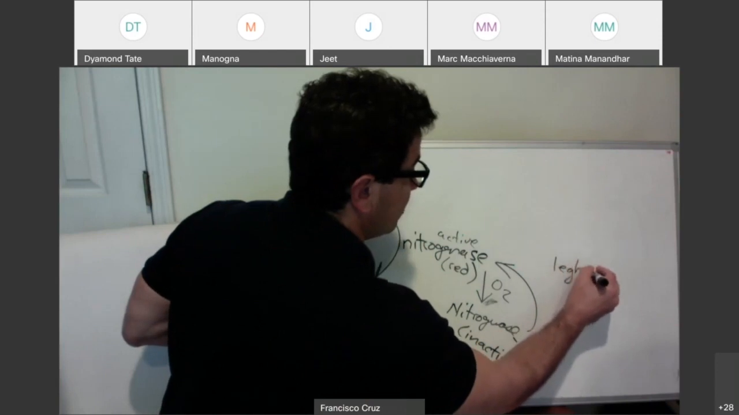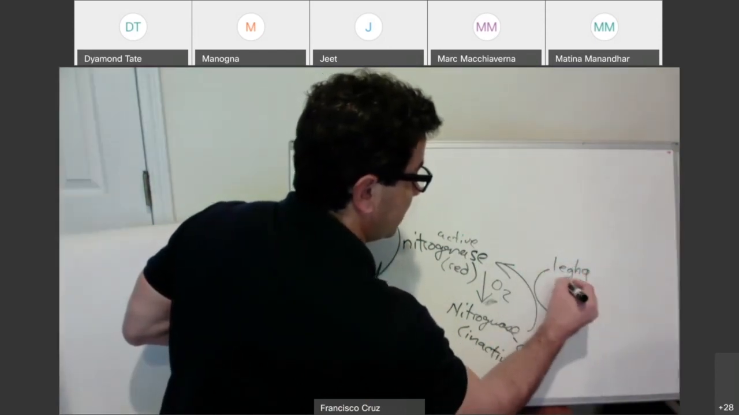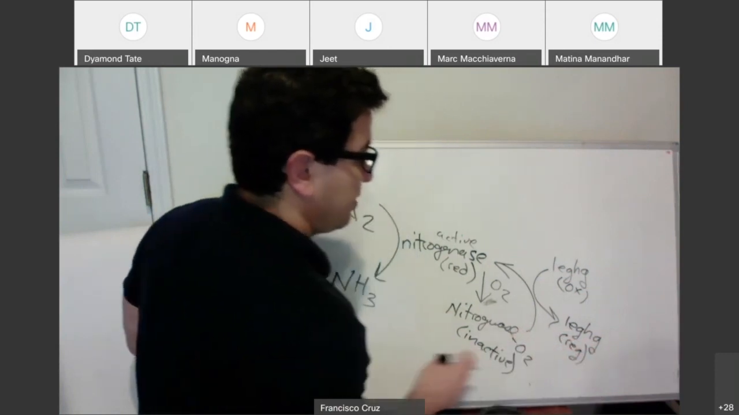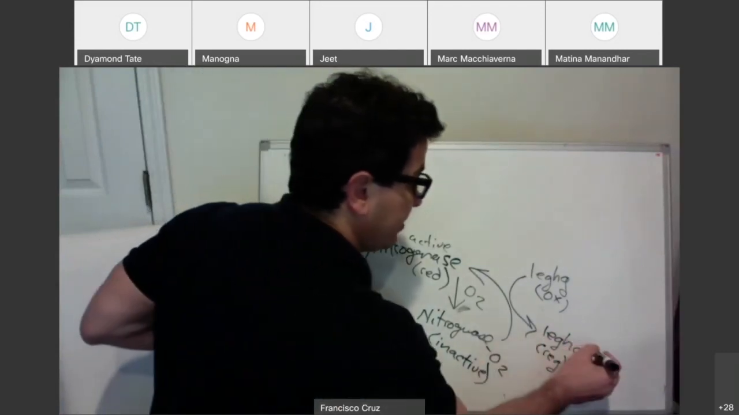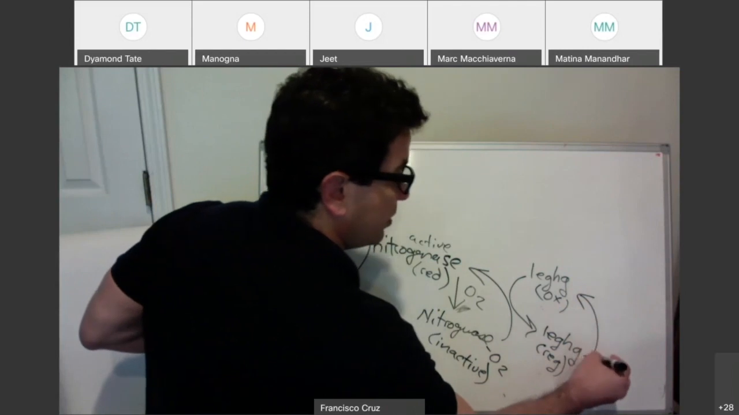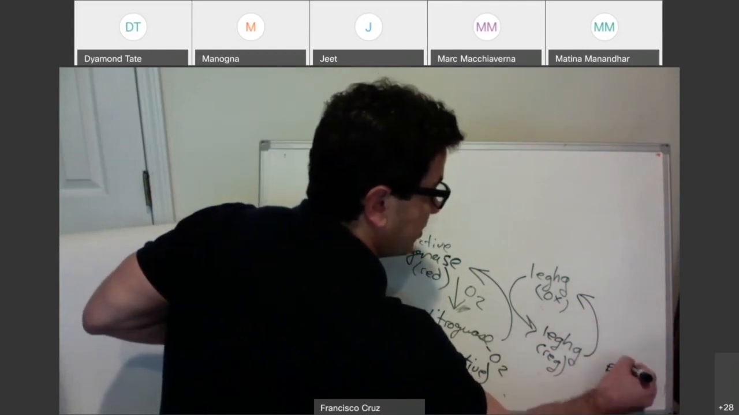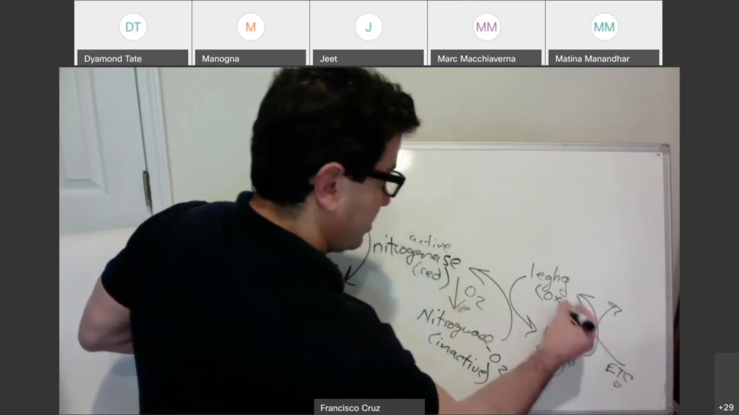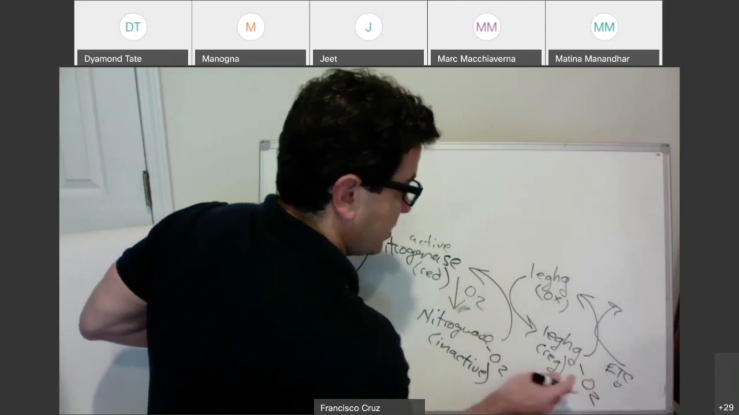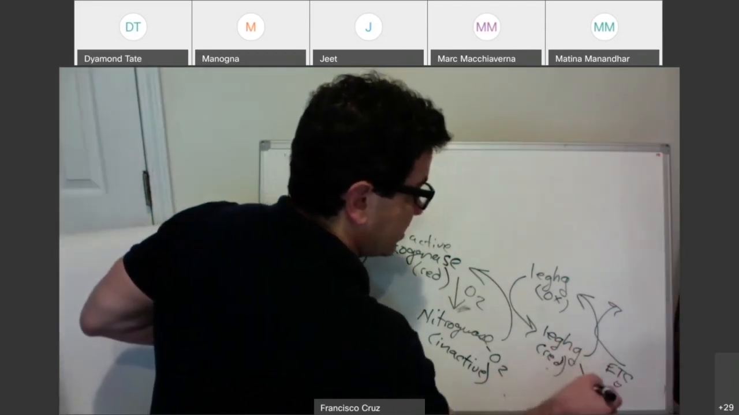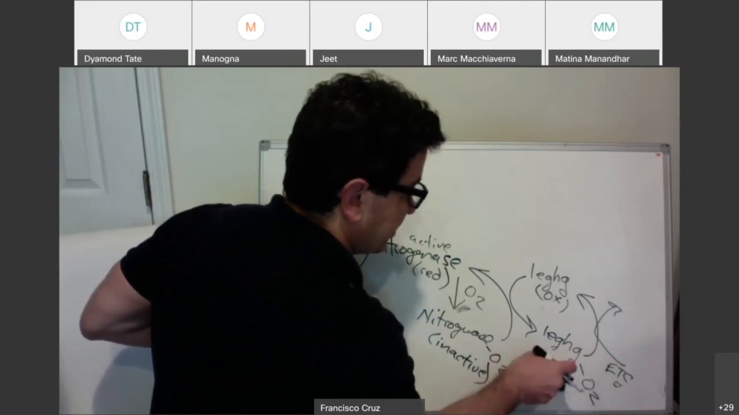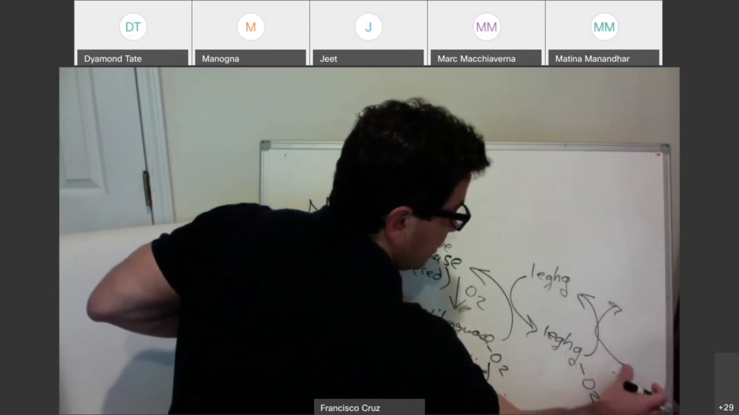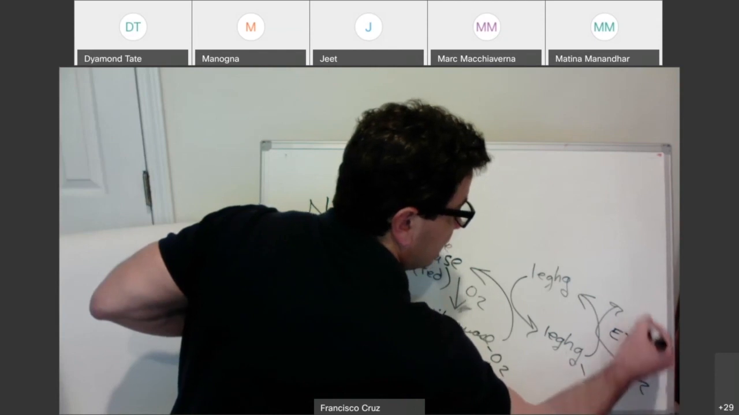So leghemoglobin oxidized, now it'll take this. Leghemoglobin is reduced. And then this reduced leghemoglobin will donate this to the electron transport chain. We shouldn't put reduced or oxidized here because it's very intermediate. Take that out. You probably already have this in your notes. And then the electron transport chain takes this and reduces it to water.